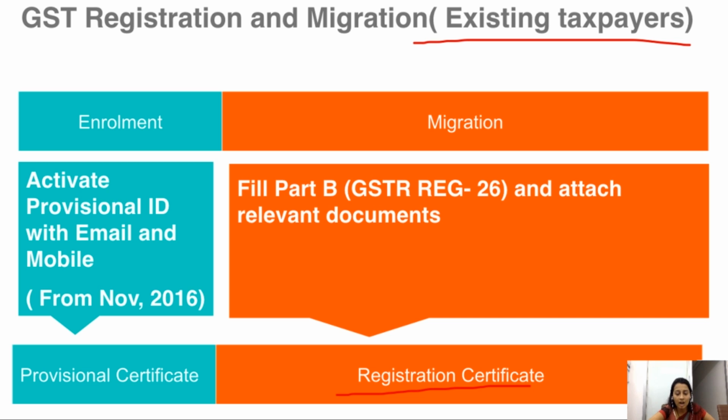But the government data says that from 67 lakh people who have got the provisional certificate, only 30 lakh have migrated. So if you're one among them, please pay attention here. GST migration is complete only when you migrate by filling Part B of the GST REG-26 form. On migration, you will get a registration certificate and that is required to run business.